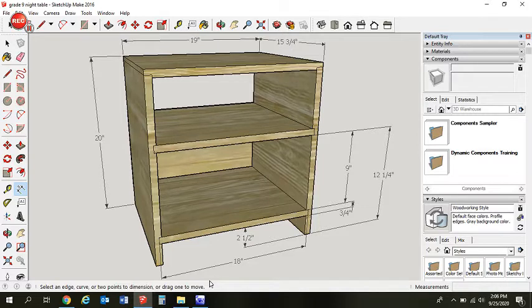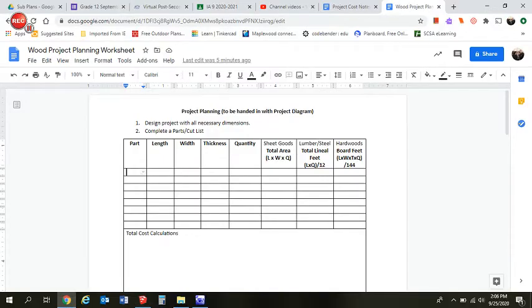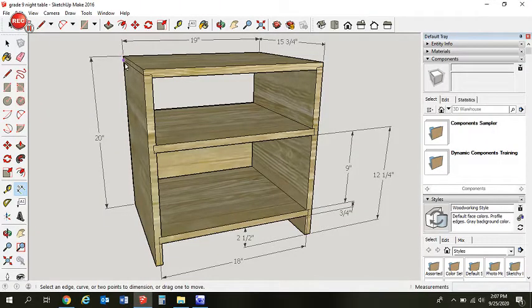All right, so getting to how to figure out the cost of a project. Well, the first step in figuring out the cost of a project is we want to go into creating a parts or cut list. Okay, so the first part that we're going to have is the sides. I usually like to start with the biggest pieces. So the sides, if we look at our project, because of our rabbets at the end, they're not going to be 20 inches. They're going to be 19.5.